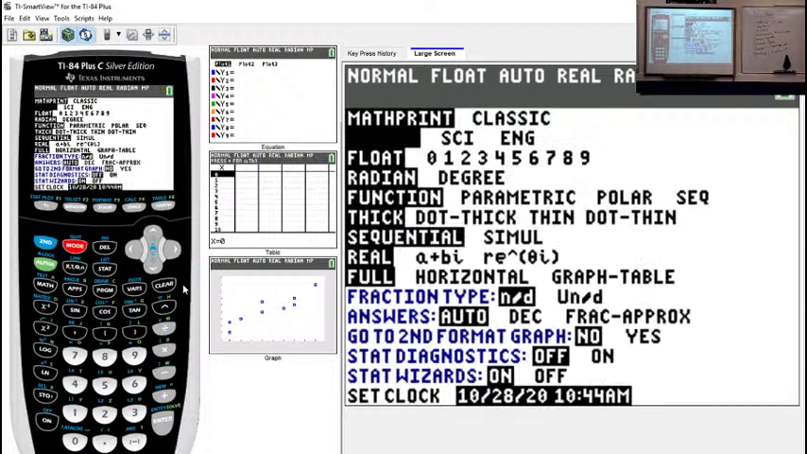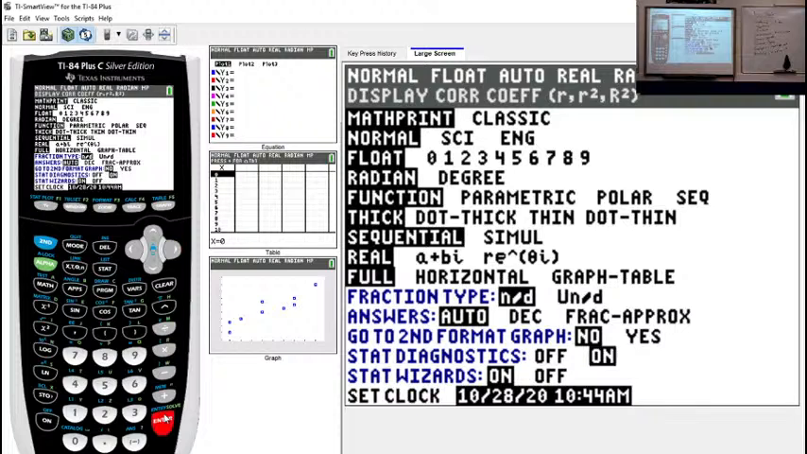Go to your mode on your calculator. And when I scroll down here, there's a button there that's Stat Diagnostics. Turn those on. It might be farther down the menu. But make sure your Stat Diagnostics are on for the thing we're going to do next.